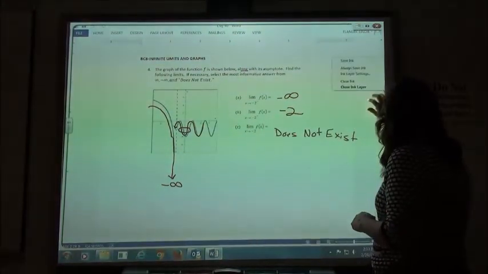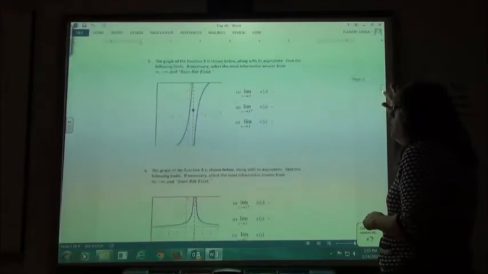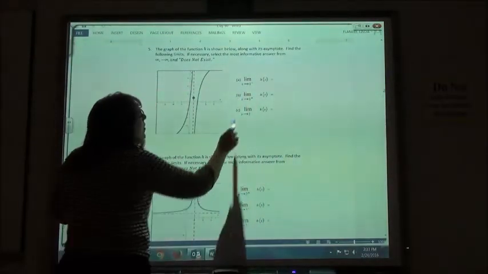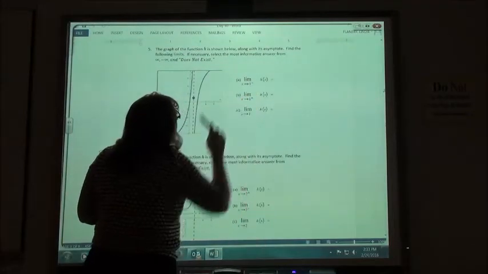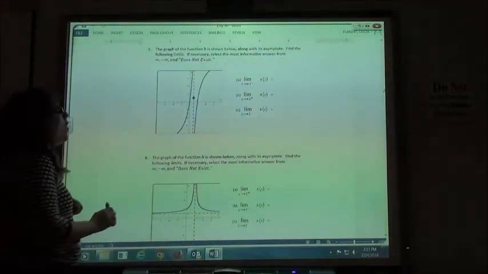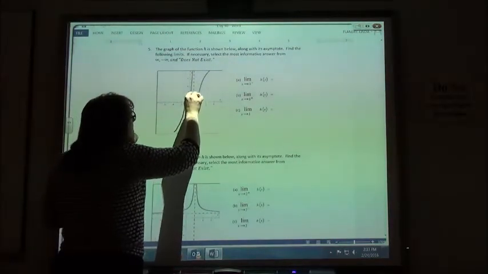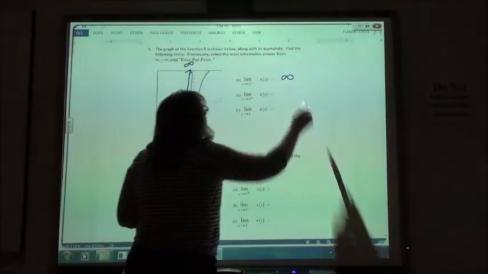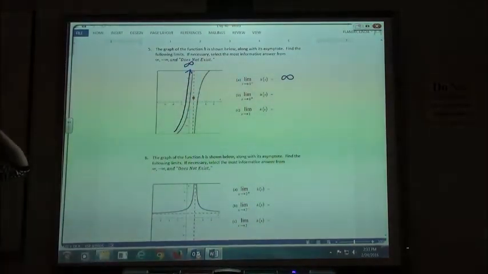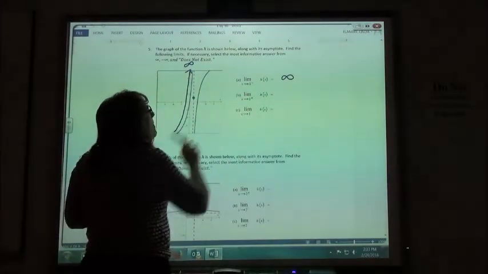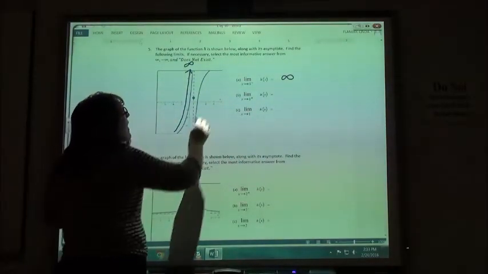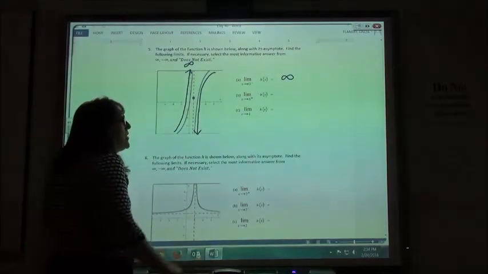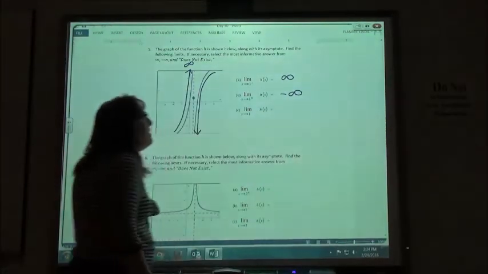So if we look at the next one, looking at my graph, as x approaches 1 from the negative direction. So as I approach 1 from my left-hand side, my graph is going up and up and up, so that means it's approaching positive infinity. If I'm going to approach 1 from my positive direction or my right-hand side, as I'm approaching the value of 1, this graph is going down and down and down, so negative infinity.